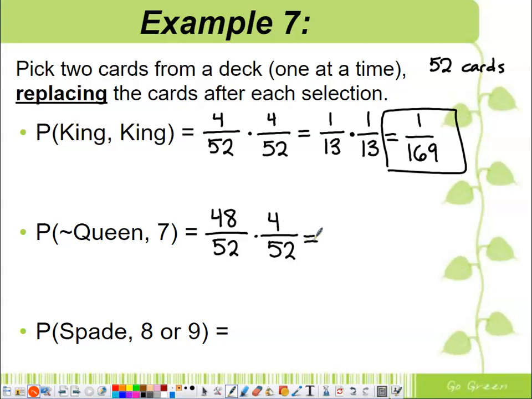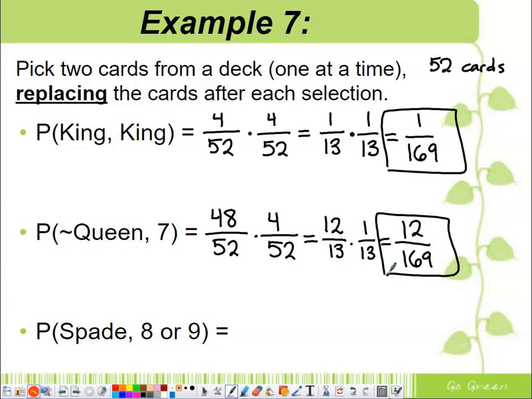So again, let's simplify. I can divide out a 4 on top and bottom. So 48 over 52 simplifies to 12/13. 4 over 52 is 1/13. And then just multiply across. Final answer, we have 12 over 169.